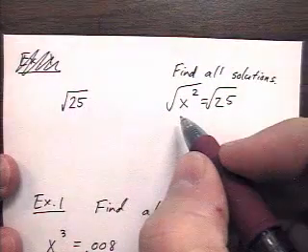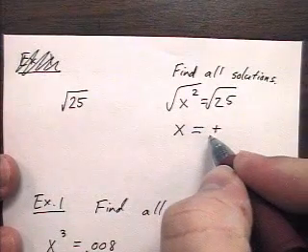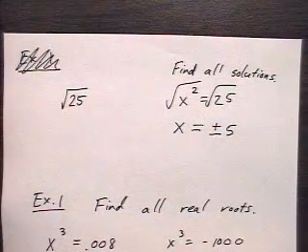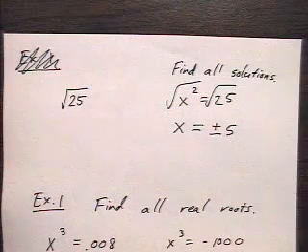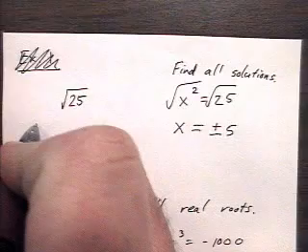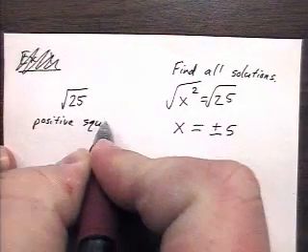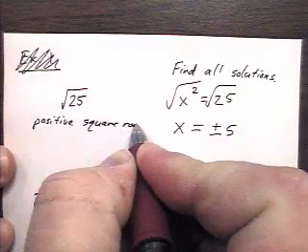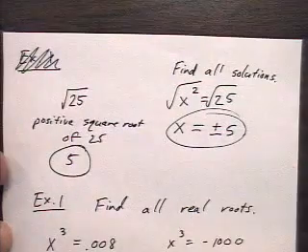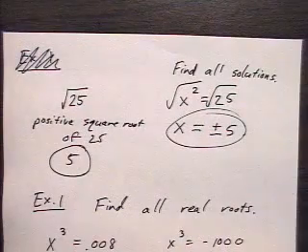In this particular situation, when you do this, there are two possible answers. There's the positive and negative 5. Both of them will cause x, when you square it, to become 25. So you have two solutions. This one is a different question. This is asking for the positive square root of 25. And the answer to that is just plain 5, where the answer to the other one was plus and minus 5. So two completely different questions.